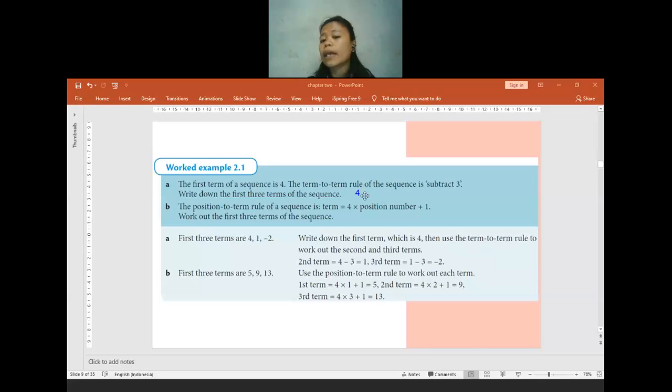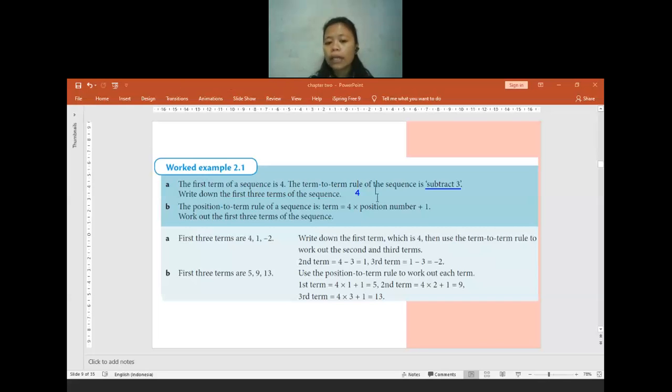After that, how do I get the next number after 4? I need to read the rule given. The rule says subtract 3. So it means for the number 4, I need to subtract 3. 4 subtract 3 equals how many? So what number will it be after 4? Anyone want to help me? If I subtract 3, what number will it be after 4?